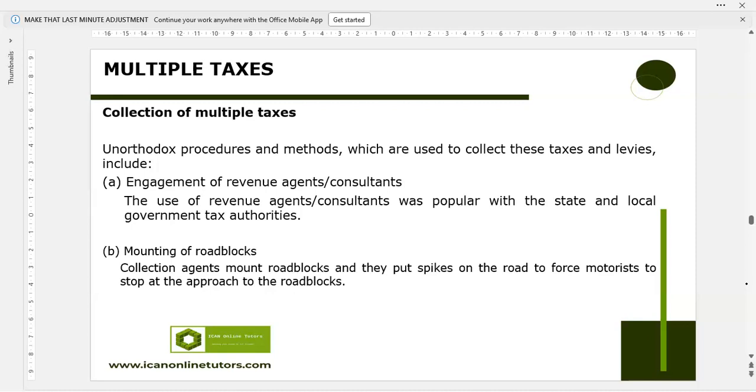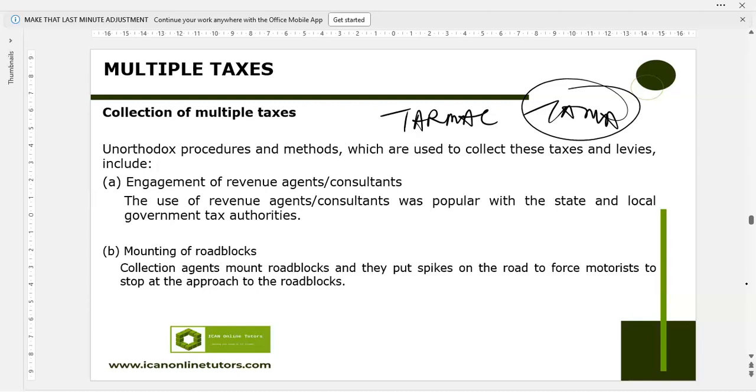A good example of this is the Lagos State Internal Revenue Service. Before now, they used to use them, they still use them now. What do they call their consultants? Sorry, I've forgotten. When the LIRS people are going for tax audit, they call them TAMAC. So they are agents, they are tax consultants, they are consultants to the tax authority.